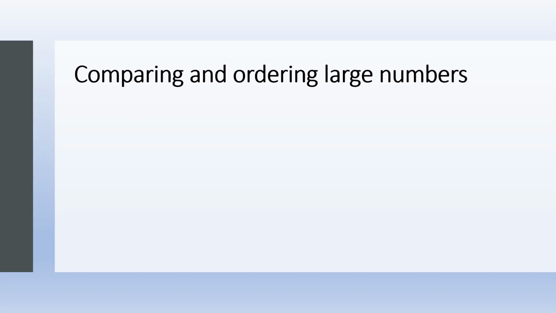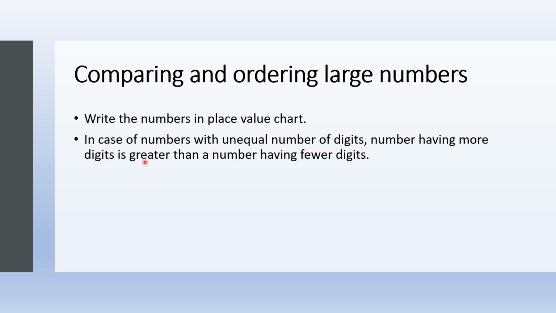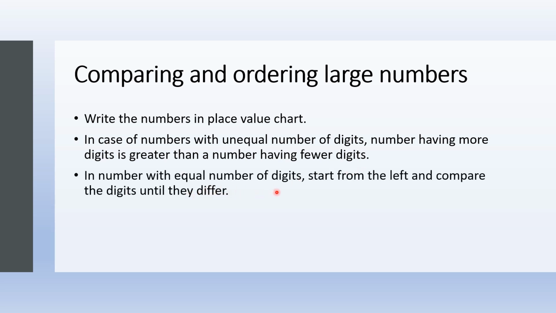Now we will study comparing and ordering large numbers. How do we compare? Just see. These are the rules. Write the numbers in a place value chart. Always prepare a place value chart because it helps a lot. In case of numbers with an unequal number of digits, the number having more digits is greater than a number having fewer digits. It is very simple. We will see in examples also. In numbers with an equal number of digits, start from the left and compare the digits until they differ. How these rules will work, just see.